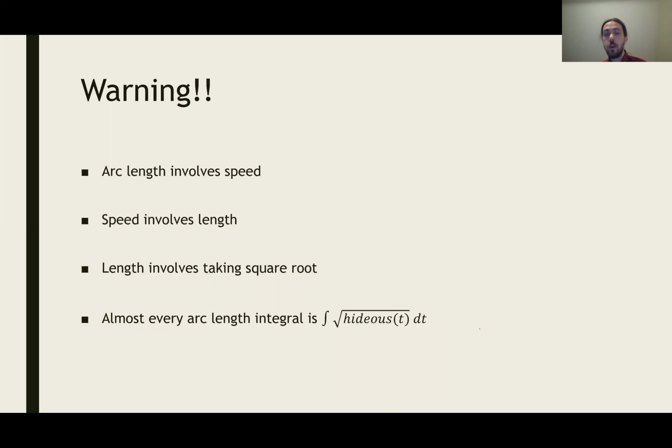The third warning is that it isn't conceptual at all. Arc length involves speed, speed involves length, length involves taking the square root of a sum of squares of a couple things. And so arc length integrals are very, very sensitive. They're very, very prone to problems when actually doing the integral because you're integrating a square root of something, and those integrals tend to be relatively ugly. So you have to be careful when you're doing arc length integrals.